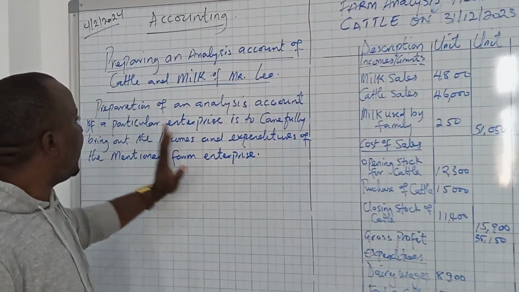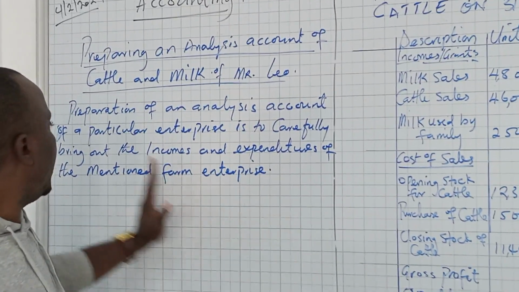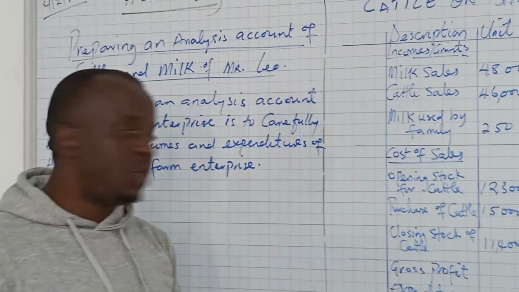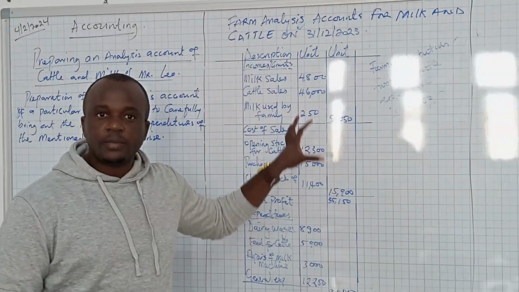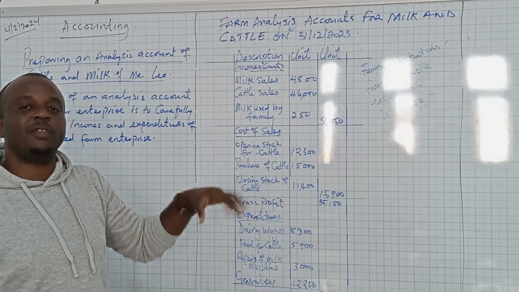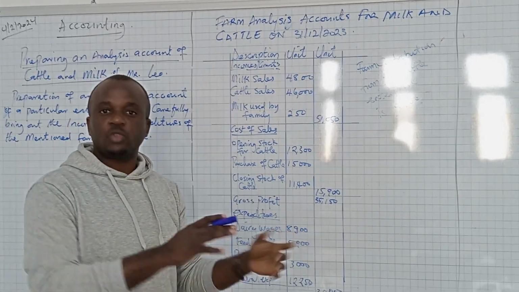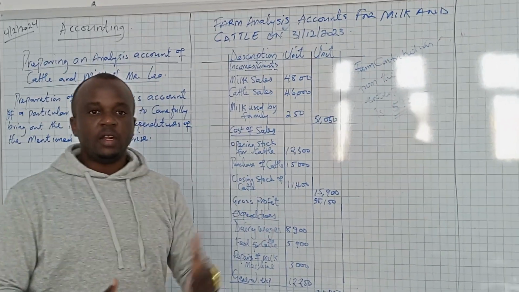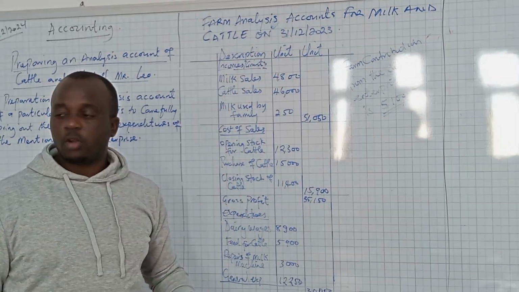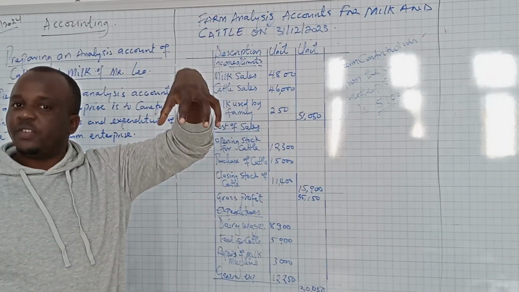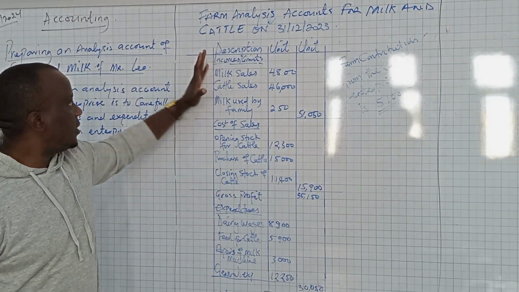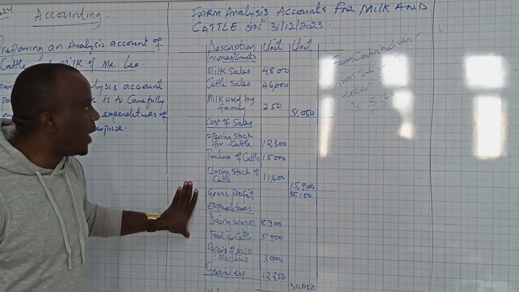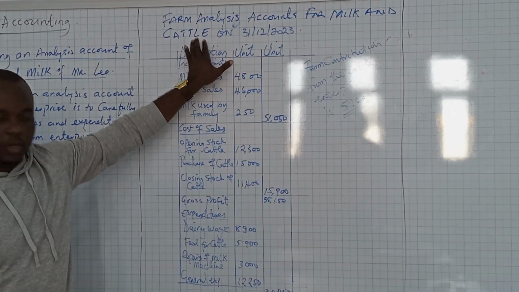Preparation of an analysis account of a particular enterprise is to carefully bring out the incomes and the expenditure of the mentioned enterprise in the farm. So whenever you hear that, it means they want you to bring out the incomes and the expenditure of that enterprise to know its contribution to the general farm. Because at the end of the year, they're going to bring contributions from the cattle and milk, contribution from sheep, and all activities in the farm and combine them together to make up the balance sheet. So what do we do here? We create an income and expenditure account just for milk and cattle to see their contribution.